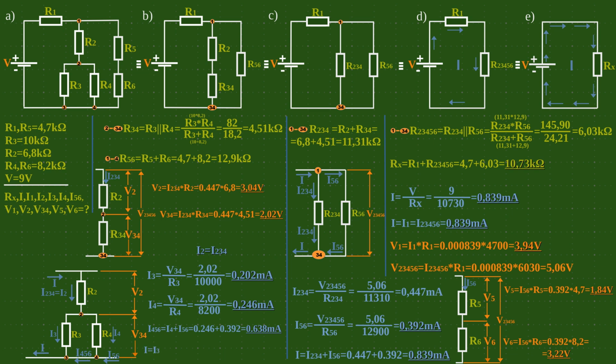Let's just check if we calculated everything well and, super. This small difference is due to the rounding of decimal numbers.